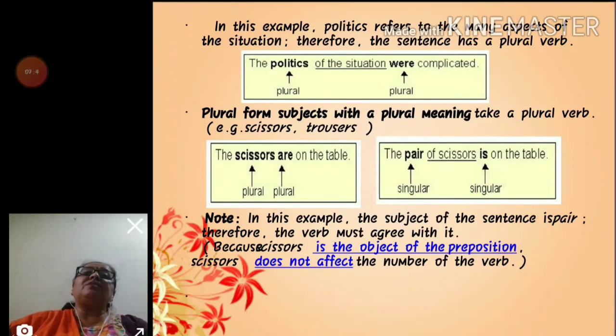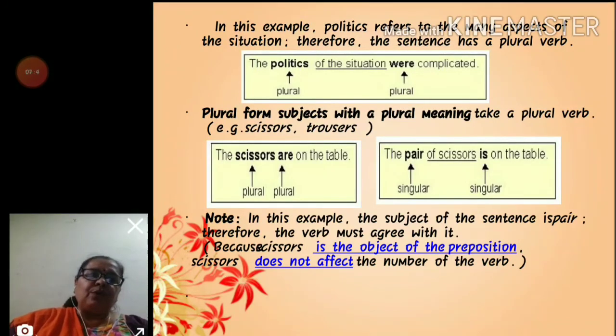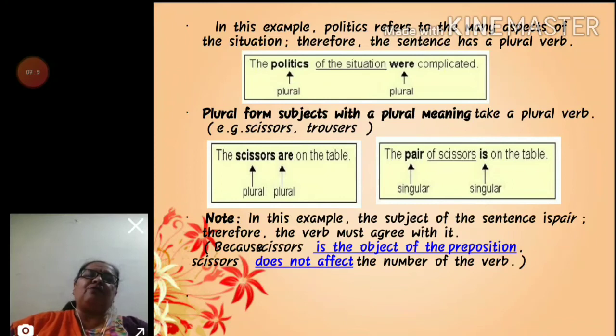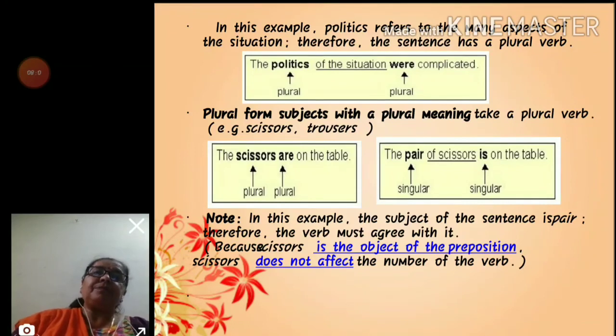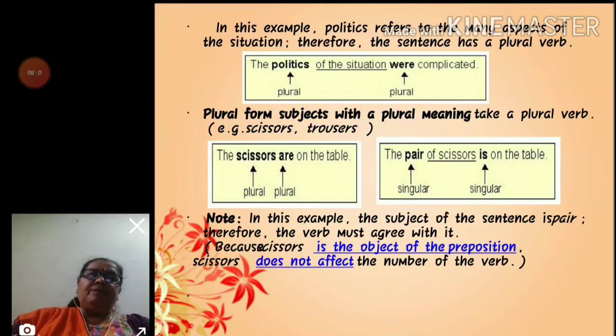Then we come to scissors or trousers. Scissors and trousers are plural. So when you are just going to write scissors or trousers, then they will be used in plural form and you will take a plural verb. Like the scissors are on the table. But if you are using pair, they will always take a singular verb. The pair of scissors is on the table.